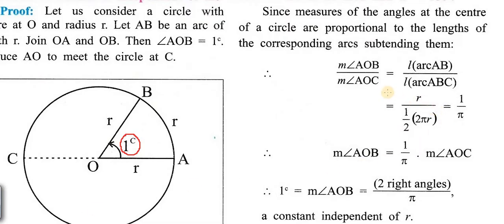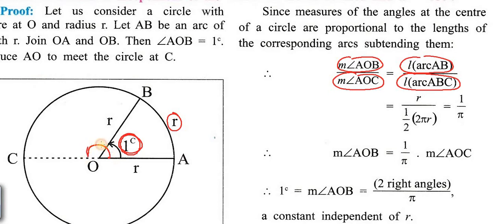Now let's get back to the theorem. So as we have proved just now, the angle subtended is directly proportional to the length of the arc. Therefore, measure of angle AOB upon measure of angle AOC is equal to the ratio of corresponding arcs. Now for angle AOB the arc is AB, and for angle AOC the arc is ABC. Now from the definition of 1 radian, back to the figure, since this is 1 radian angle, the length of arc AB has to be equal to radius R, right?